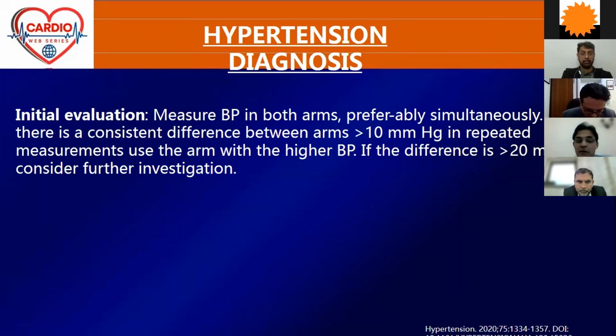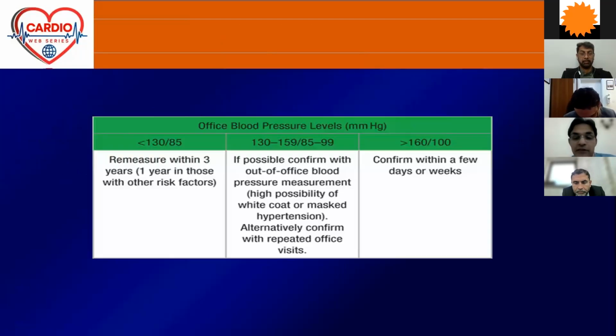And measure blood pressure in both arms, preferably simultaneously. If there is a consistent difference between arms of more than 10 millimeters of mercury in repeated measurements, use the arm with the higher blood pressure. If the difference is more than 20, consider further investigation because that might indicate subclavian stenosis.